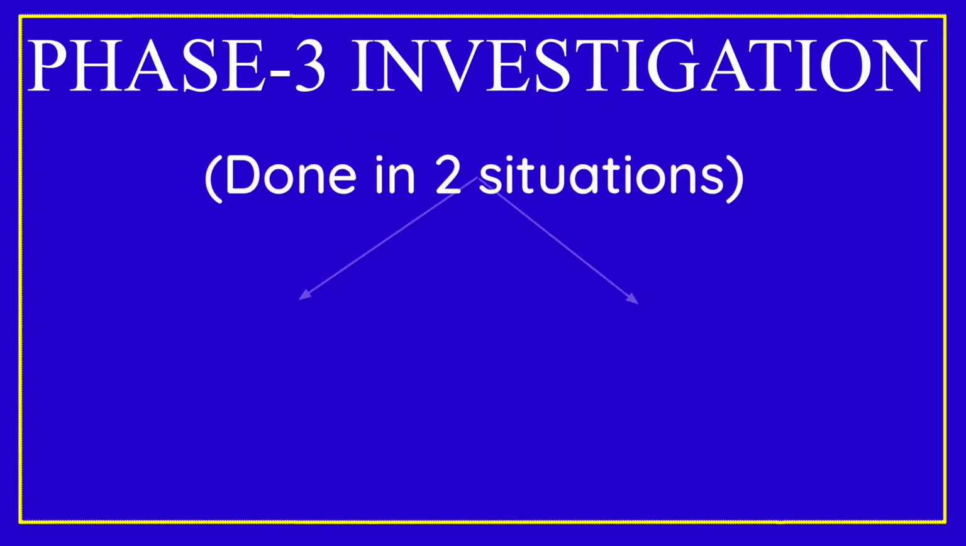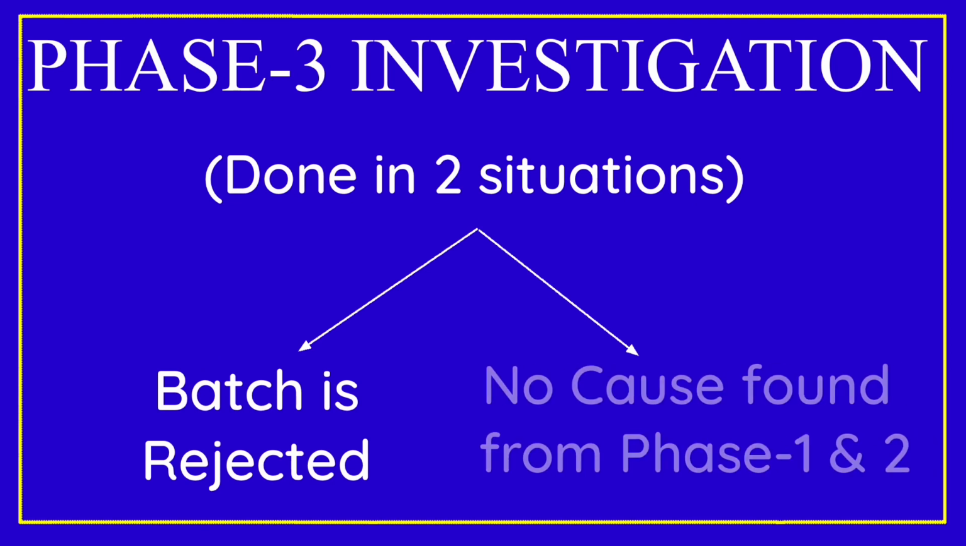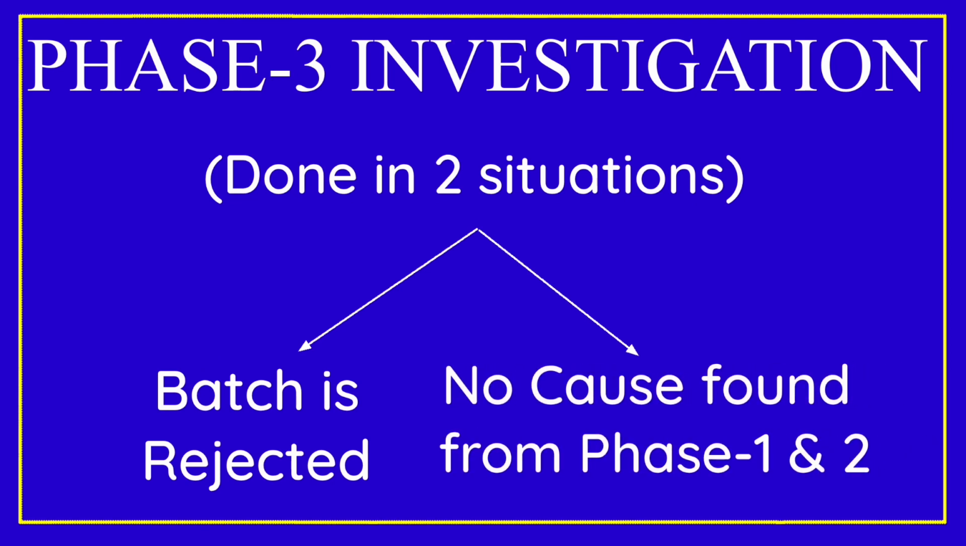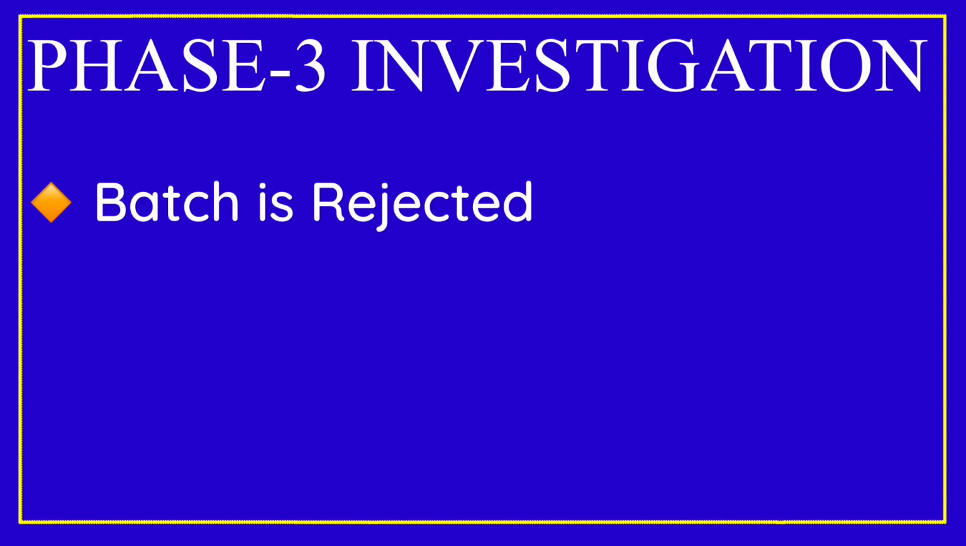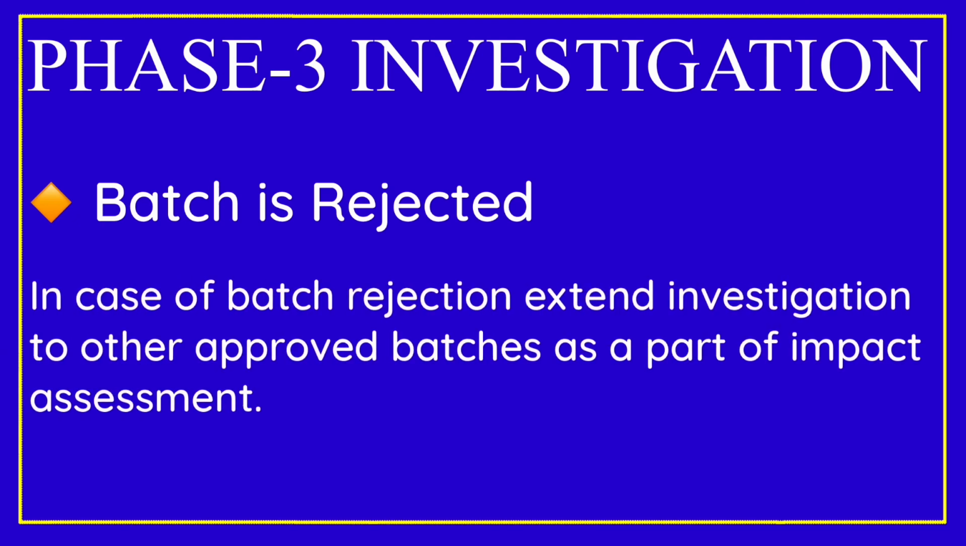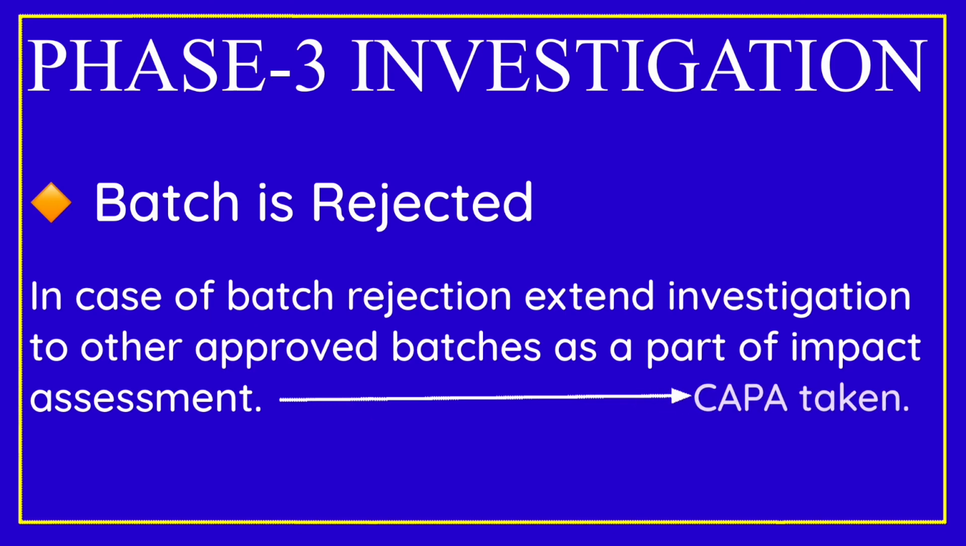Now comes the phase 3 investigation. So phase 3 investigation is done in 2 situations. Number 1, when the batch is rejected, and number 2, when no root cause is identified from phase 1 and phase 2 investigation. So let us understand both the situations one by one. First situation, when the batch is rejected. Well, MHRA guideline says that in case of batch rejection, we need to extend the OOS investigation to other approved batches to check the impact of the current OOS. After assessing the impact on the other batches, appropriate corrective and preventive actions shall be implemented.